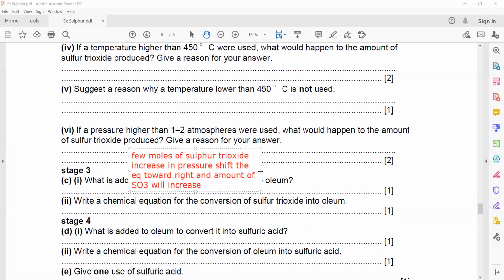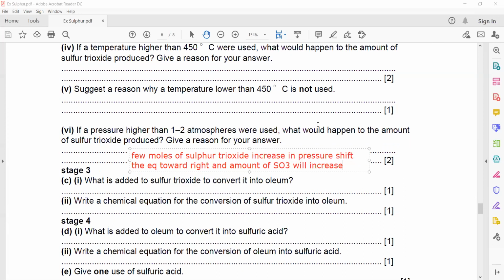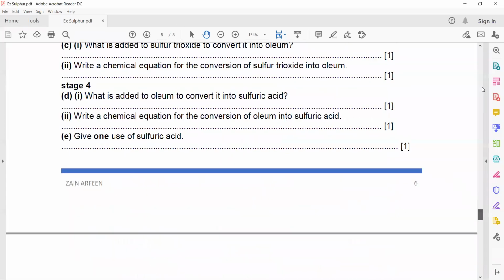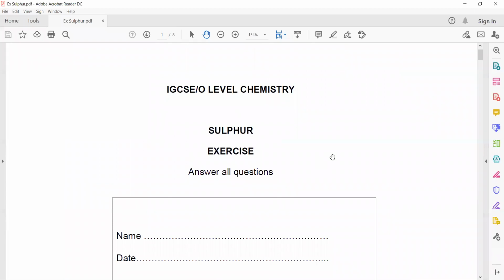Is it clear? Any other question or doubt related to this exercise on sulfur? Try to clear your doubt so in an exam or a test you don't find this topic difficult. Any other question related to this exercise on sulfur?